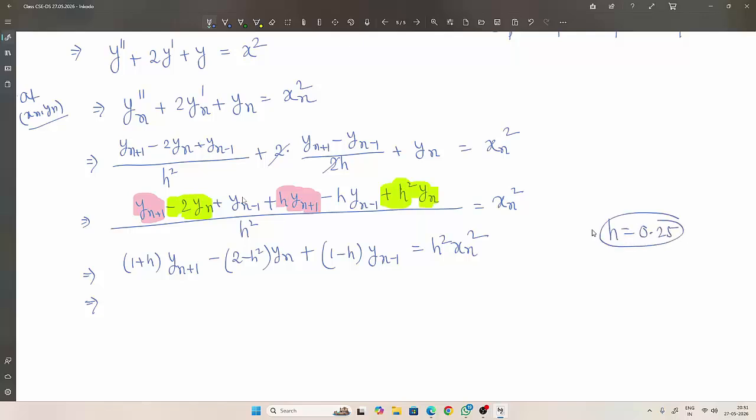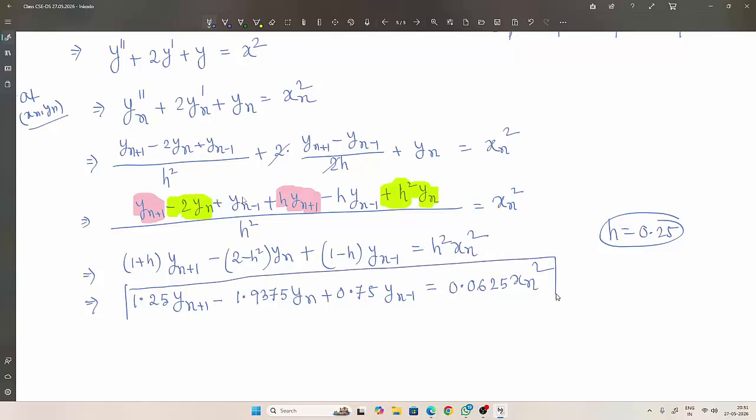Now take h equal to 0.25 and calculate this form. So what are you getting? This is 1.25 yn+1, then minus the same value here, you will get 1.9375 yn, plus 1 minus 0.25, so 0.75 into yn-1. This is equal to h square, 0.0625, into xn square. Now tell me, is that general formula up to that expression clear or not? If you have any doubt, ask first, then we go to the next part. Is it clear or not?